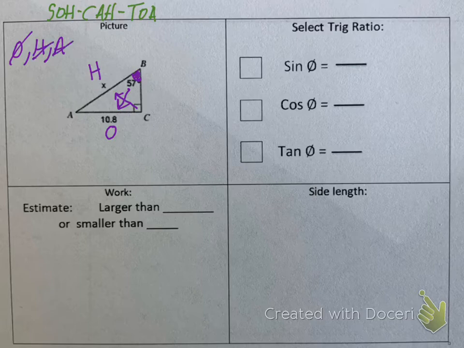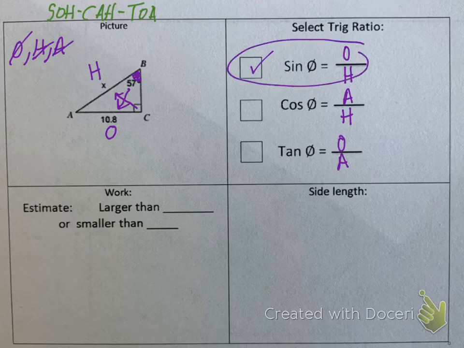So checking on the ratio that I'm going to use, sine is opposite over hypotenuse, cosine is adjacent over hypotenuse, tangent is opposite over adjacent. So if I look at my picture, I notice that O and H are labeled, so this is the equation I'm going to be using in order to find the missing side. So I notice that what we're trying to find is the hypotenuse. That has to be the biggest side of the triangle, and 10.8 is the only labeled side, so I know my answer has to be bigger than 10.8.